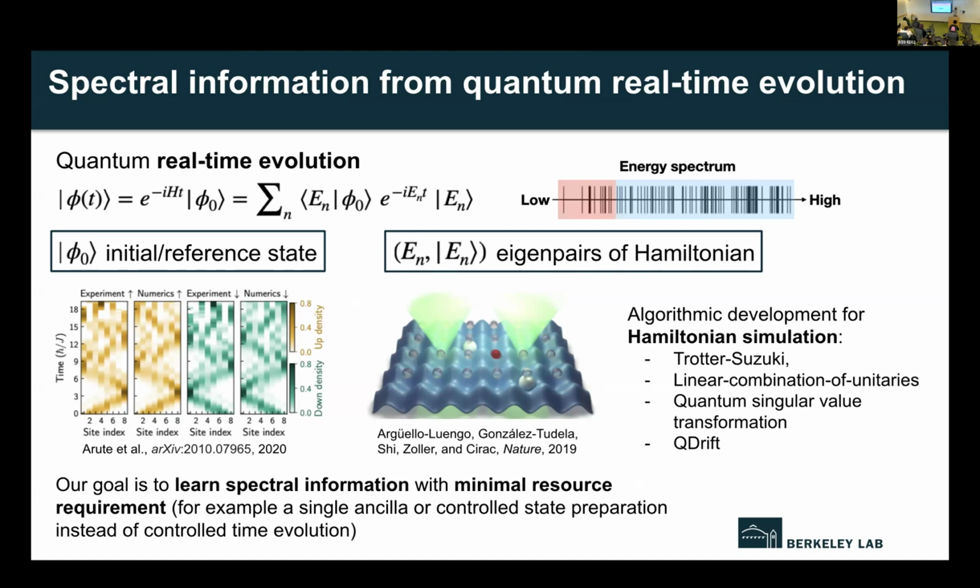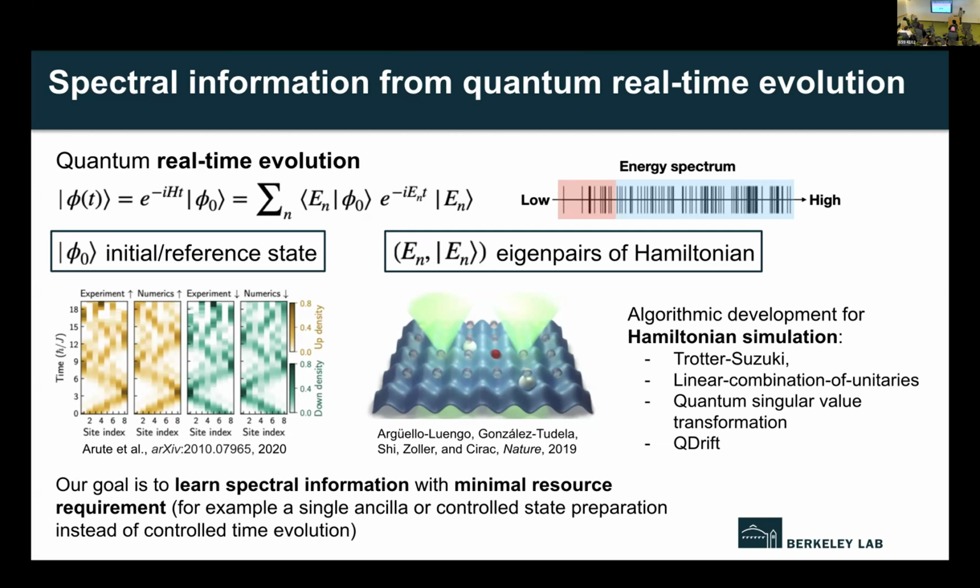So we're doing e to the minus iHt on some simple-to-prepare initial state, which we call phi naught here. To see the connection between time evolution and spectral estimation, we can express the time-evolved state in the eigenenergy basis, which is nothing but a sum of sinusoids. So really, the energies and their weights are encoded in these composing phases and amplitudes.